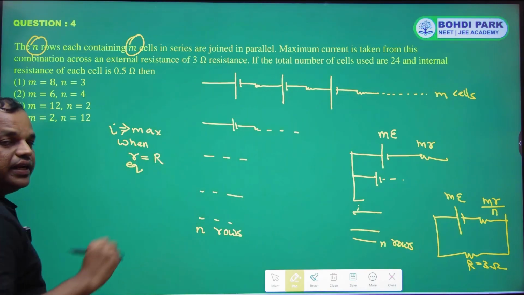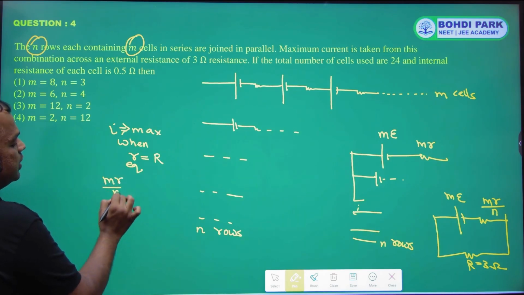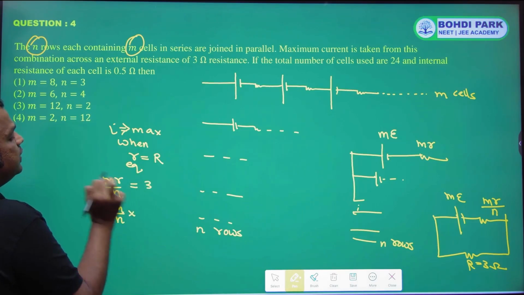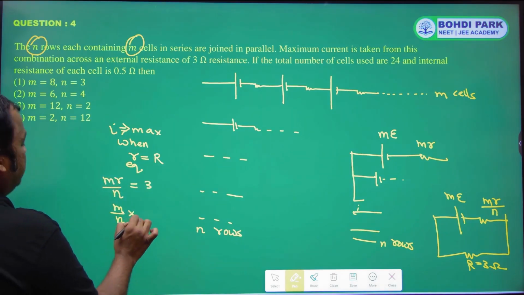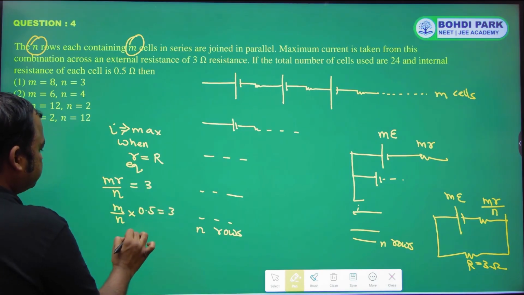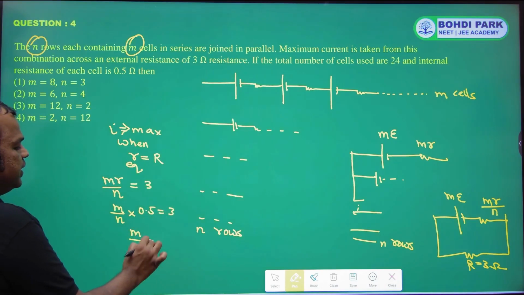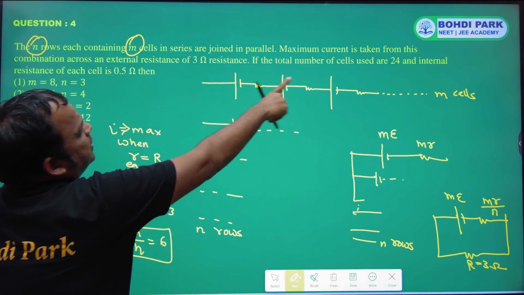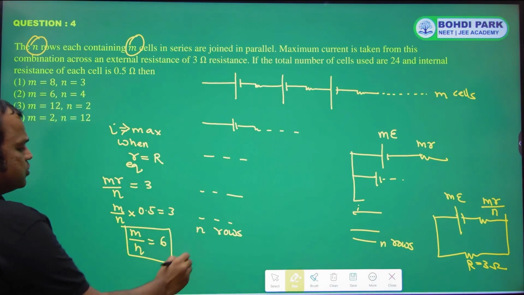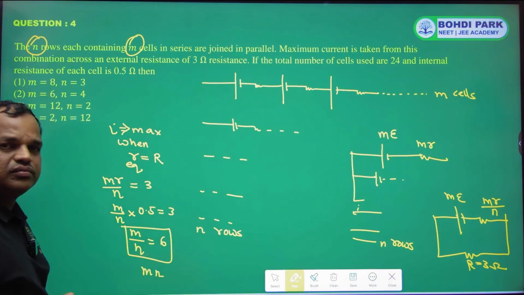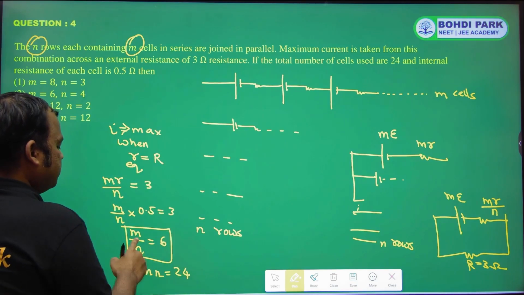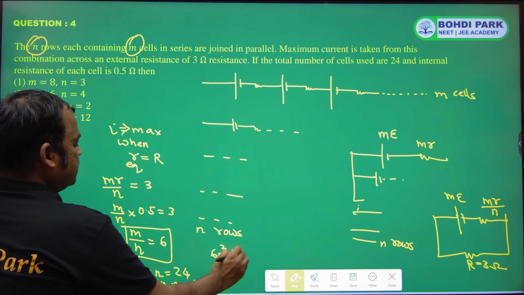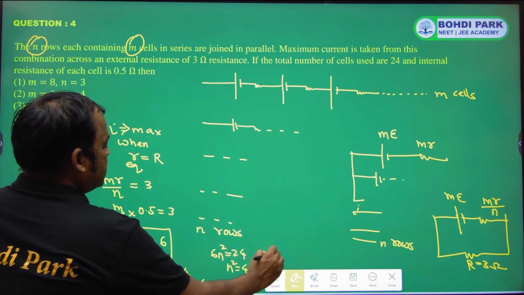So what is the total internal resistance? It is m into r by n, and that is equal to the external resistance, which is 3. So m by n into small r, which is 0.5, is equal to 3. So m by n is equal to 6. One more piece of information is mentioned: the total number of cells is 24. So the total number of cells is m into n, so m into n is 24. So m can be replaced with 6n. So 6n into n is 24, or 6n square is 24. So n square is 4, or n is equal to 2.